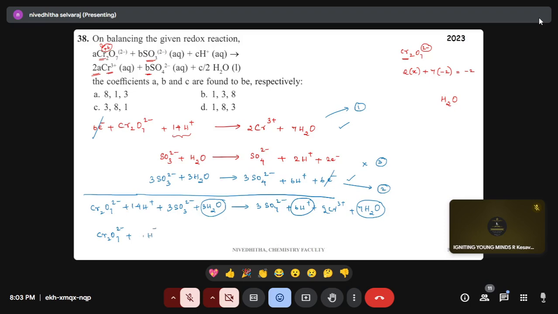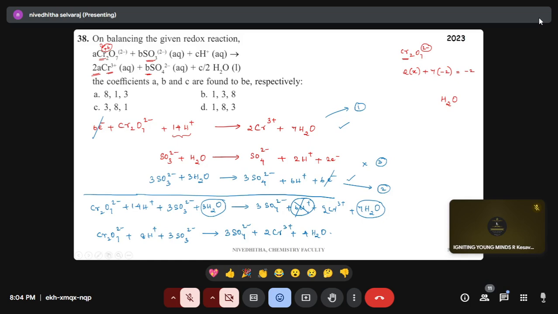Cr2O7 2 minus plus 8 times of H plus and 3 times of SO3 2 minus, which gives how many moles of SO4 2 minus? It is just 3 moles, right? So 3 moles of SO4 2 minus. Here now we don't have H plus ion at the product side, and 2 times of chromium 3 plus and how many water molecules? 4 times, right? That's it.